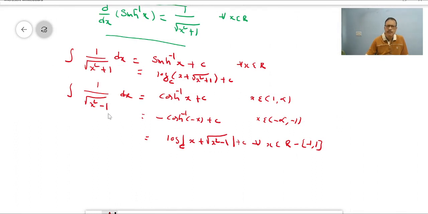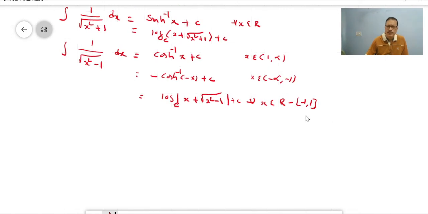The integral of 1 by root of x square minus 1 dx is equal to, comparing these two results, log of modulus of x plus root of x square minus 1 to base e plus constant, for all x belonging to R minus the closed interval from minus 1 to 1.